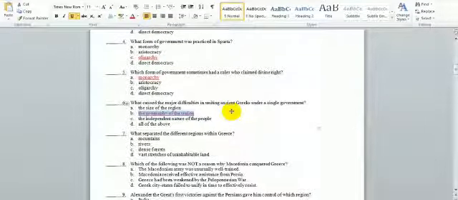Number 7, what separated the different regions within Greece? Mountains, rivers, dense forests, vast stretches of uninhabitable land. What really separated this very big region was the mountains.